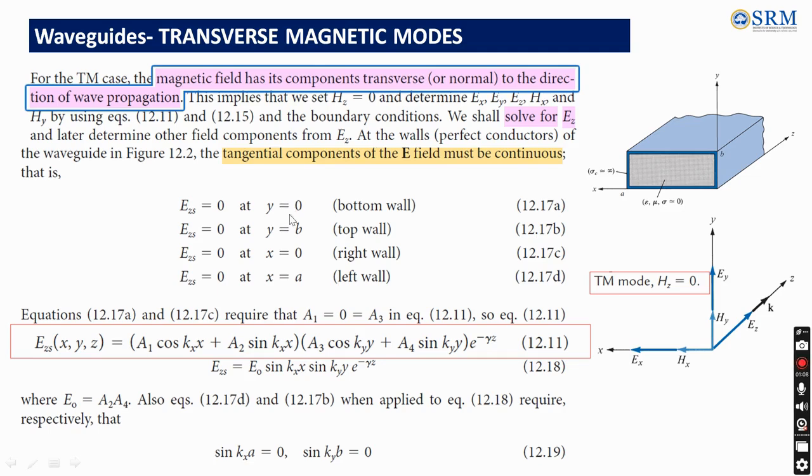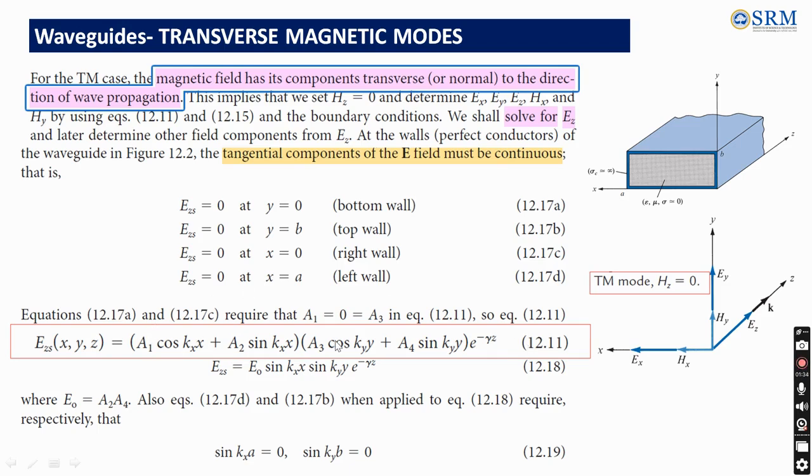So I am finding the boundary at y equal to 0, that is the bottom wall. Similarly at y equal to b, Ez is also 0. In the same way, if I take the right hand side wall, x equal to 0, and the same at the left hand side, x equal to a, for all the cases at the boundary, Ez is 0. So we are going to apply that boundary condition in this particular equation 12.11.